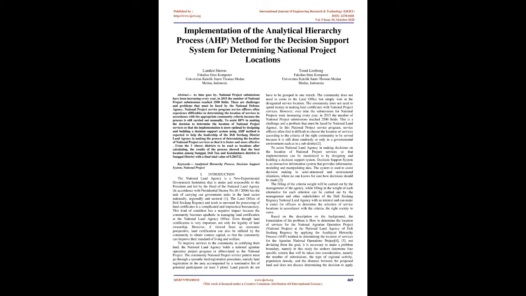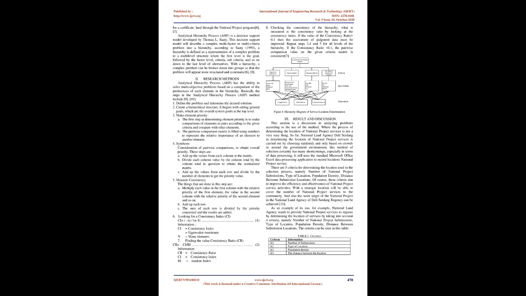To improve services to the community in certifying their land, the National Land Agency holds a National Agrarian Operation Project Program, abbreviated as the National Project. The National Project service pattern must go through a sporadic land registration procedure, namely land registration in an area accompanied by a nominative list of potential participants, at least 5 plots. Land parcels do not have to be grouped in one stretch. The community does not need to come to the land office but simply waits at the designated service location. The community does not need to spend money on making land certificates with national project services.